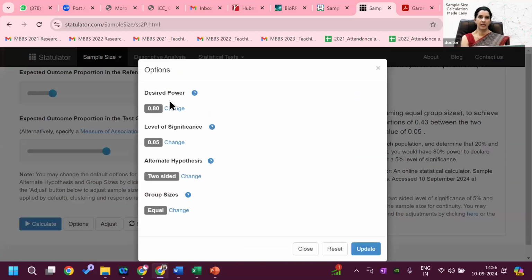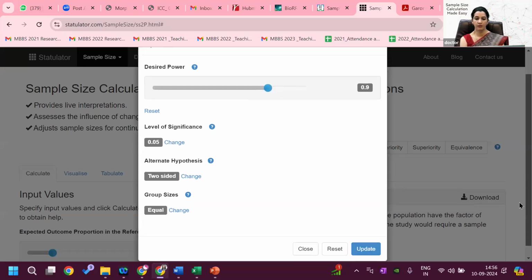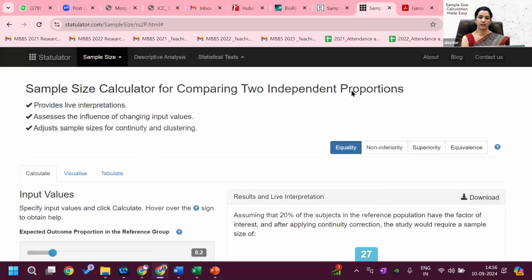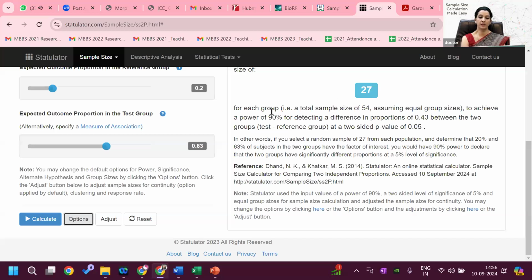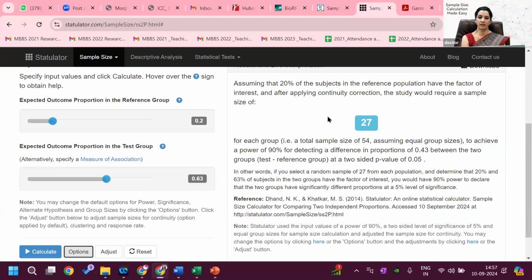This is getting calculated at 80% power, 5% level of significance, 5% alpha error, two-sided hypothesis, and equal group size. If you wish to change any of these, you can click on change. If you want to do it at 90% power, you can drag this to 90, and after doing that, you press update. Then you can see it is 27. And then just see the write-up also, because many times this Statulator doesn't get activated after clicking this option, so the sample size will show the prior one.